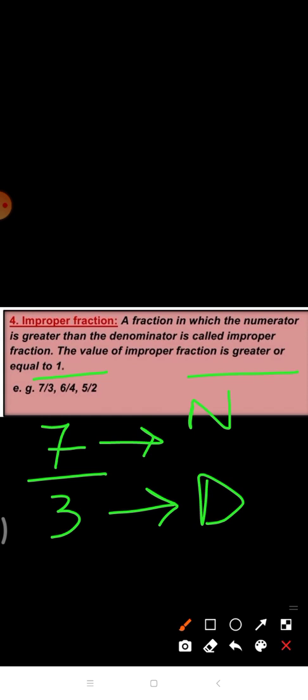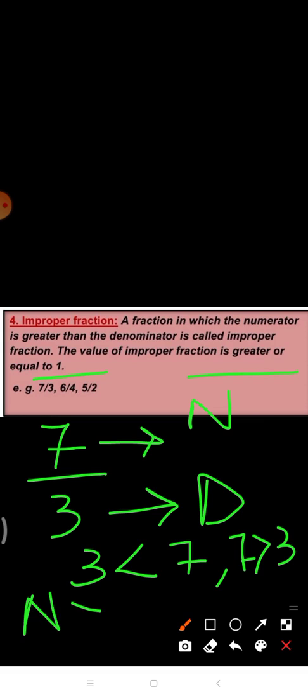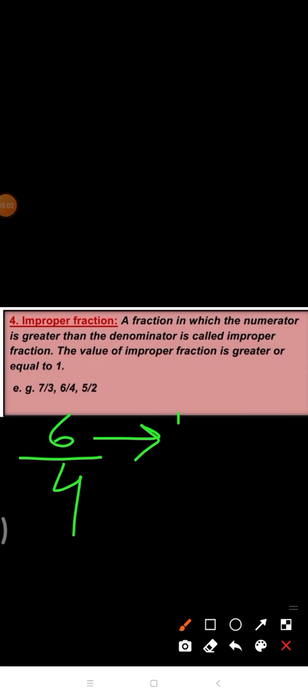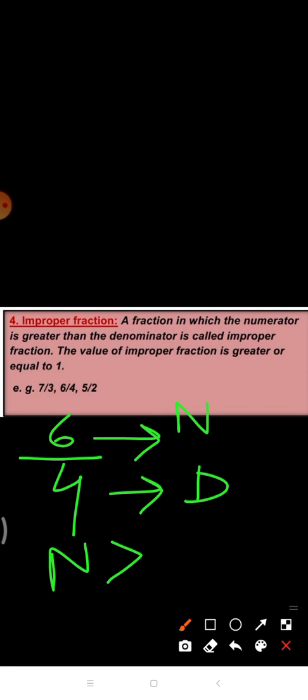And we know that 3 is less than 7 or 7 is greater than 3. So we can say here numerator is greater than denominator. And the fraction in which the numerator is greater than the denominator is called the improper fraction. Let's take another example. We have 6 by 4. Here again, the numerator is 6 and the denominator is 4. And yes, numerator is here greater than the denominator. I hope, student, this is clear.